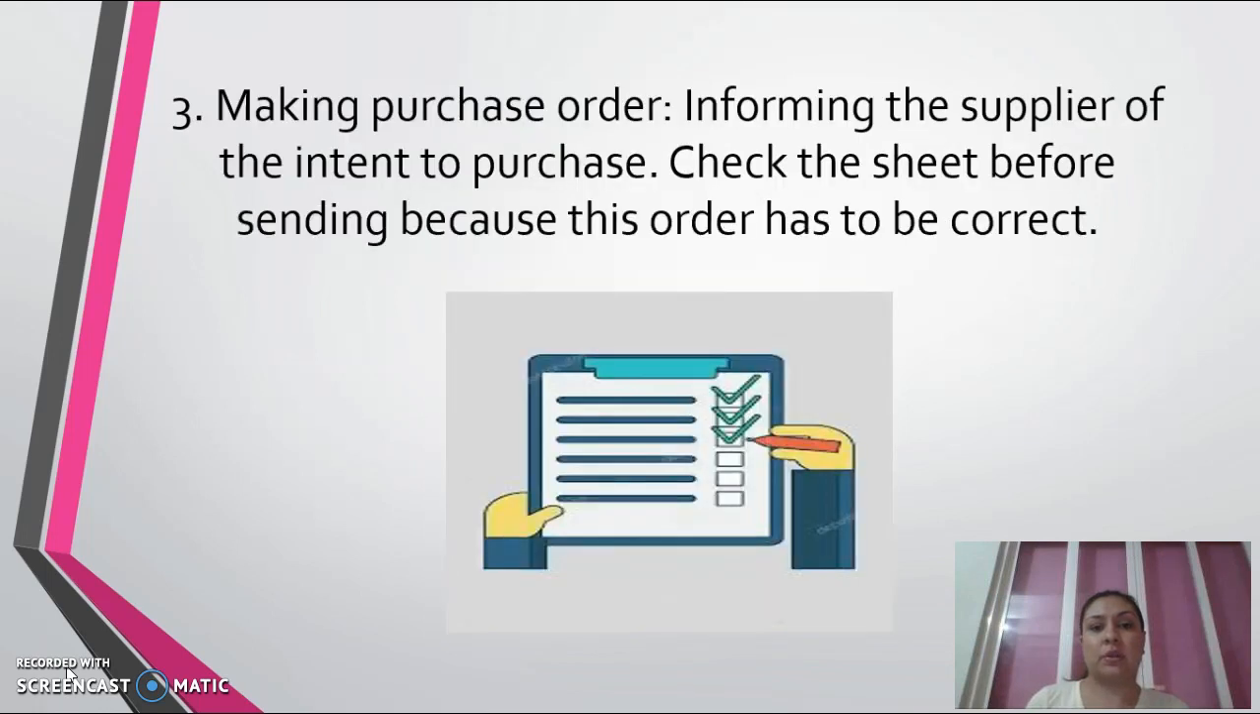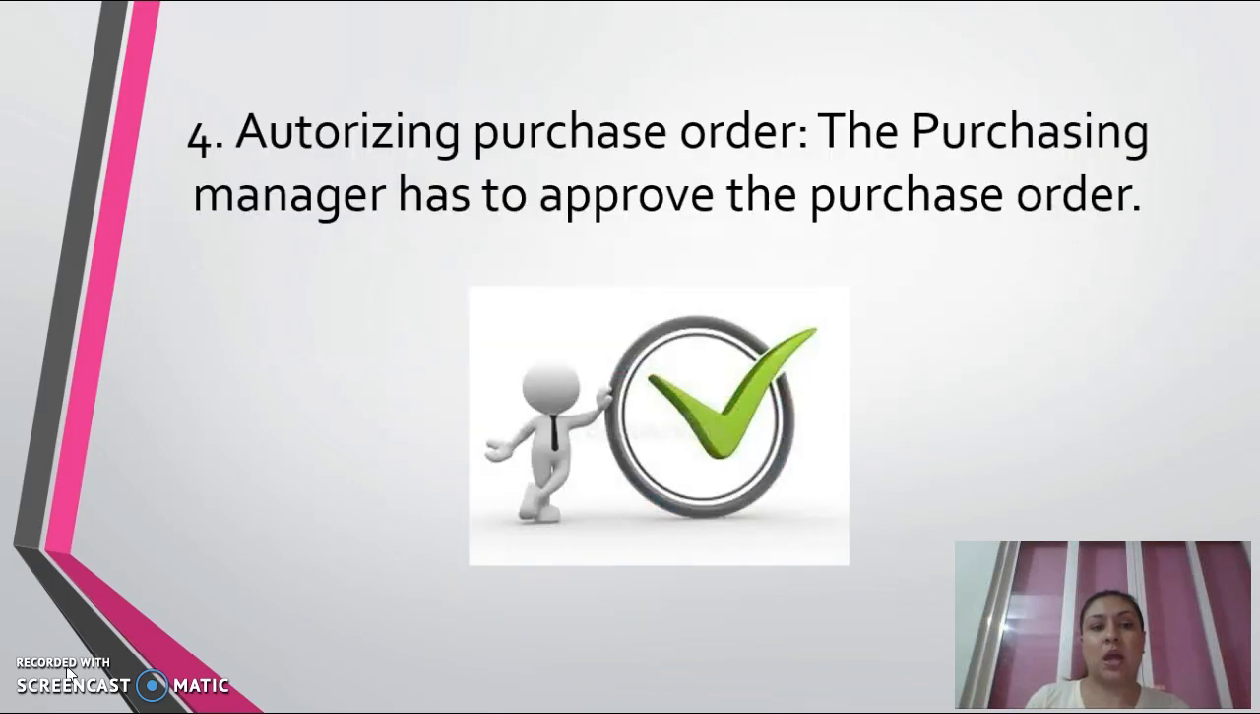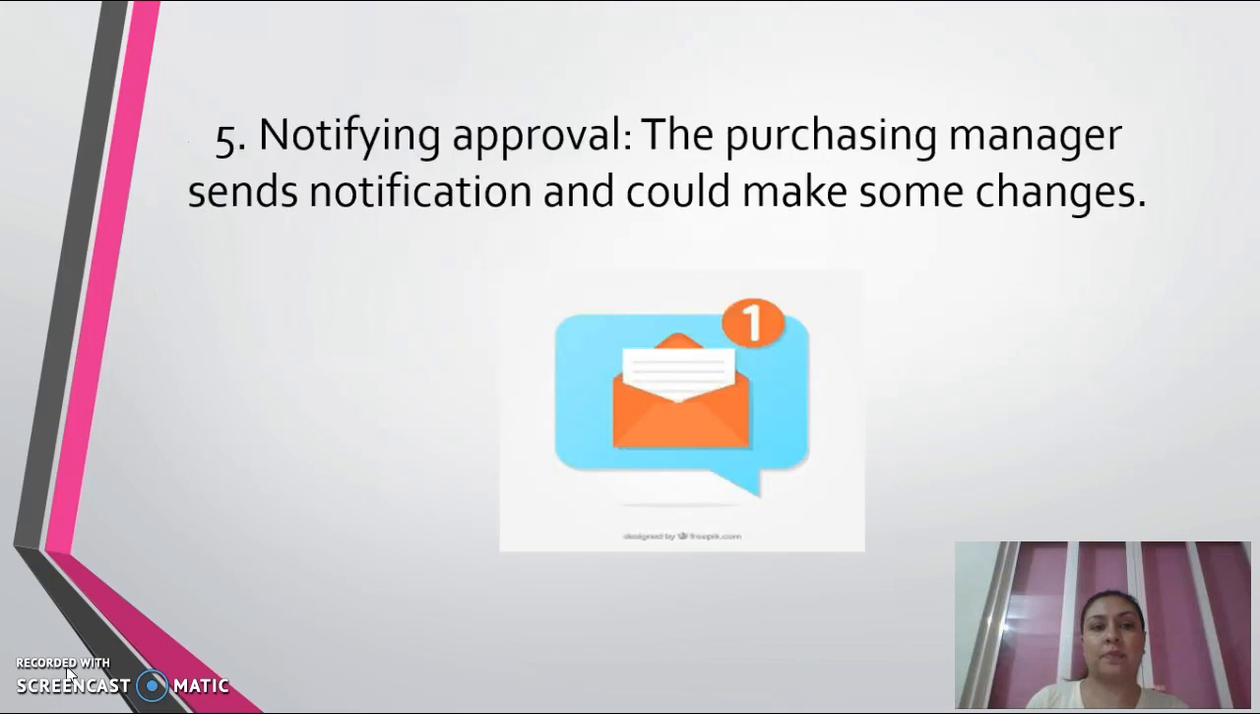Third, making purchase order. Informing the supplier of the intent to purchase. Check the sheet before sending because this order has to be correct. Fourth, authorizing purchase order. The purchasing manager has to approve the purchase order.